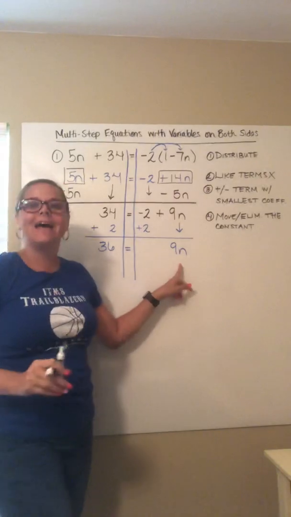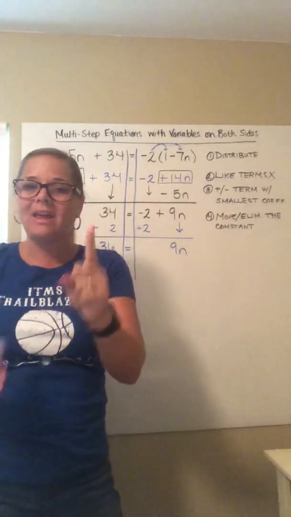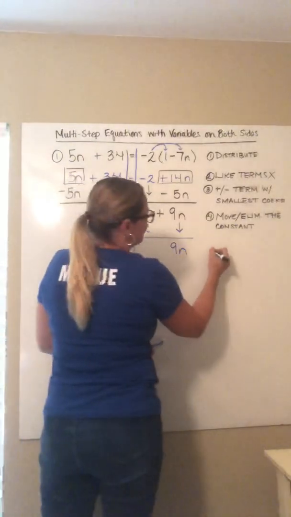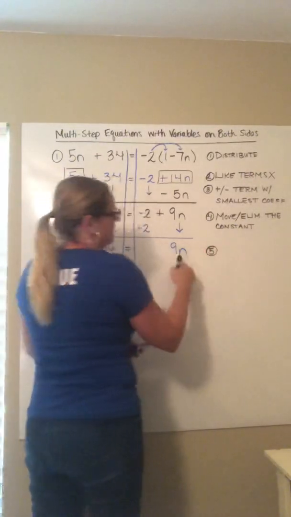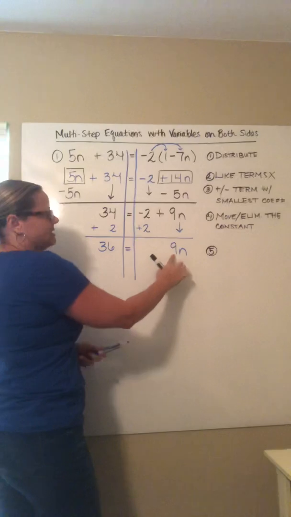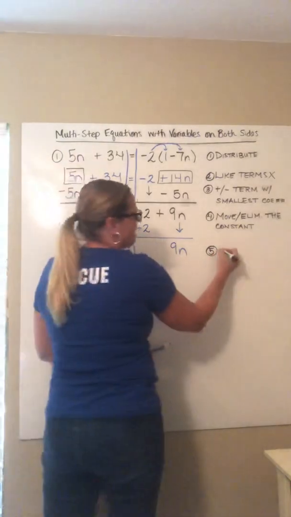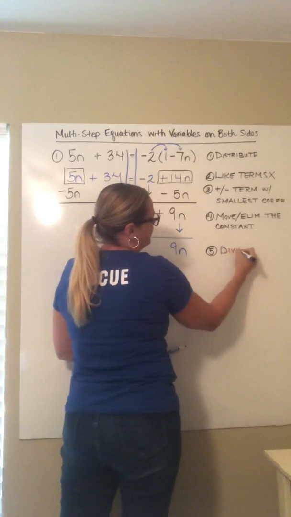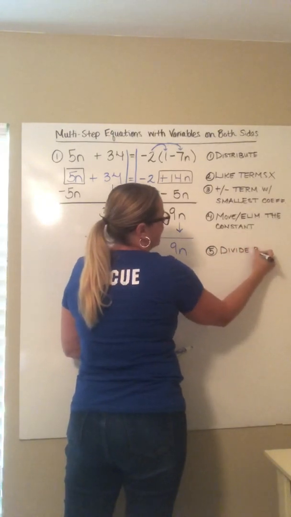However, I still have 9n. Remember, I want one n all by itself. So the last thing I'm going to do is the inverse of that coefficient. Okay, this is 9 times n. So I'm going to either multiply or divide. So in this case, I'm going to be dividing by my coefficient.